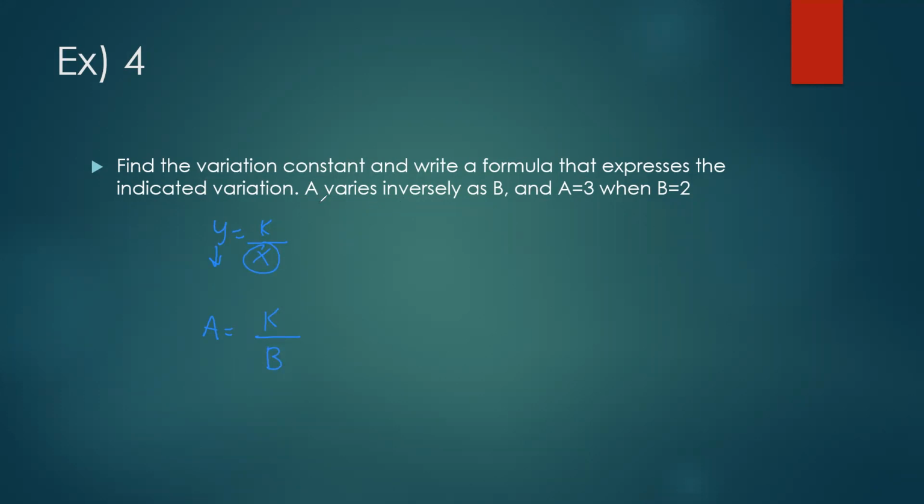So all we have to do is solve for k when A is 3 and B is 2. That's it. A is 3, k is k, B is 2. Cross multiply: 1 times k is k, 3 times 2 is 6, and that's it. So you can rewrite this equation as A equals 6 over B.